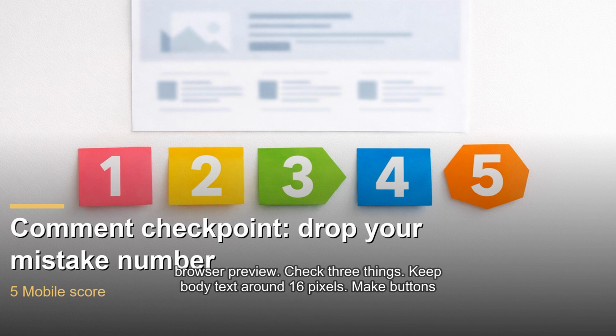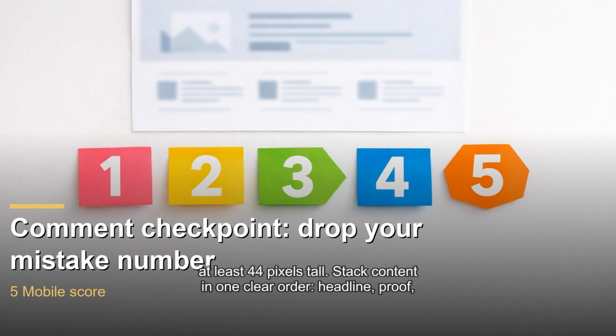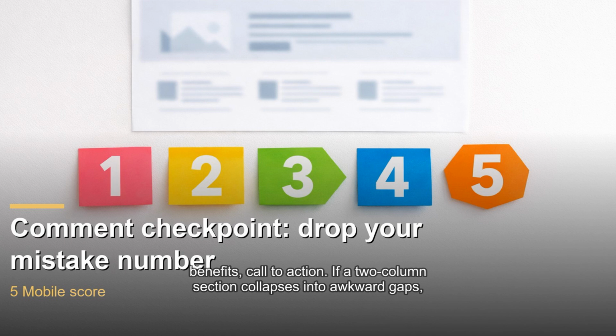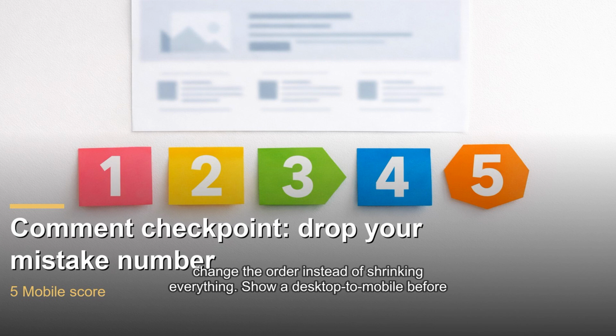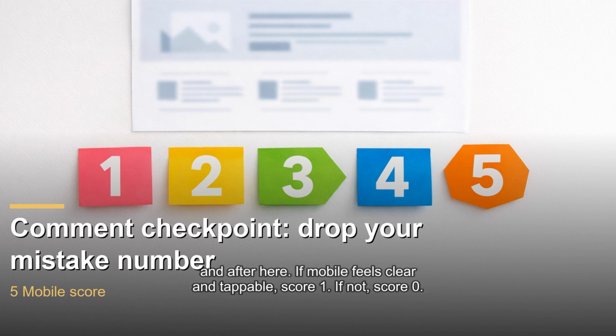Check 3 things. Keep body text around 16 pixels. Make buttons at least 44 pixels tall. Stack content in one clear order: headline, proof, benefits, call to action. If a 2-column section collapses into awkward gaps, change the order instead of shrinking everything. Show a desktop to mobile before and after here. If mobile feels clear and tappable, score 1.